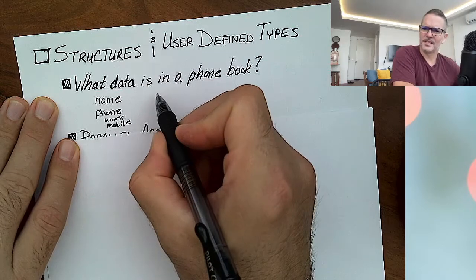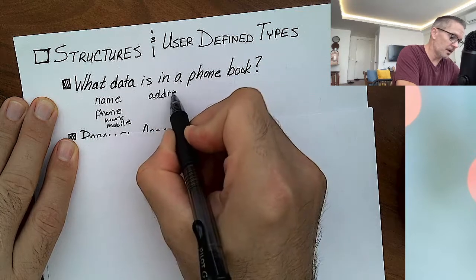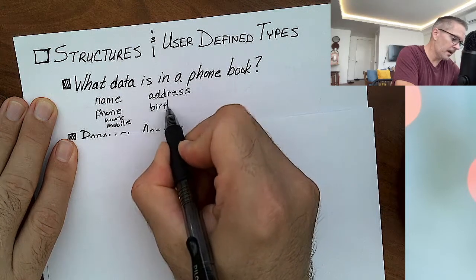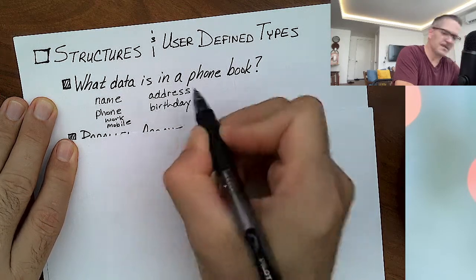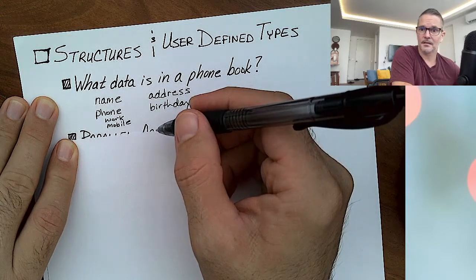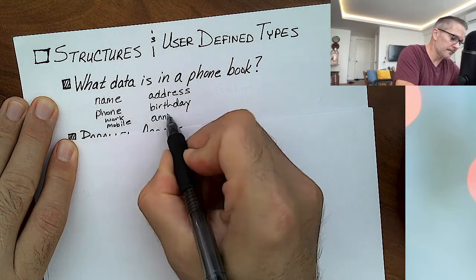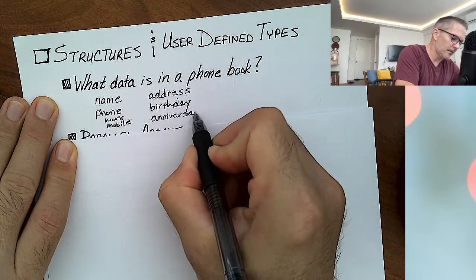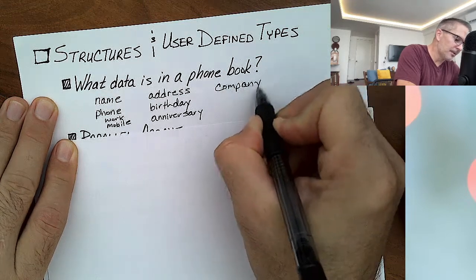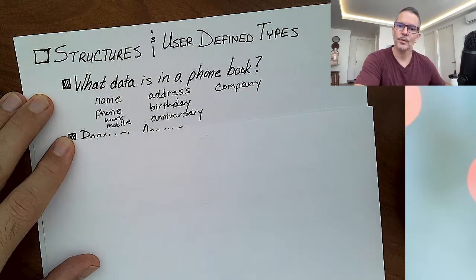What else do we typically see in an address book? We might see the person's physical address, where they live. We might have information about their birthday. What else can we see in a phone book? We might have information about more intimate things like the date of their marriage, their anniversary. Okay. We might have what company they work in. Okay, you get the idea. There's a number of different types of data that we want to store in a phone book with each entry.